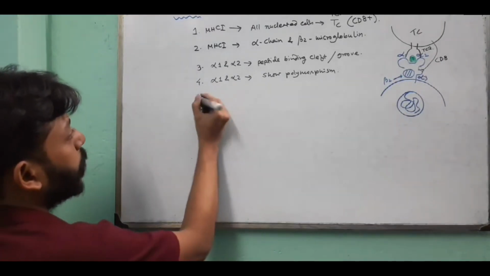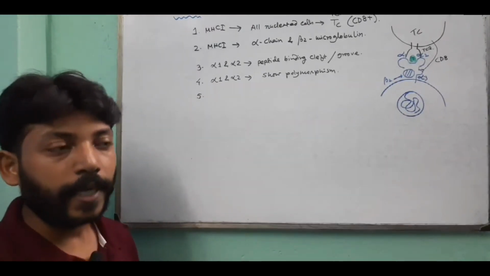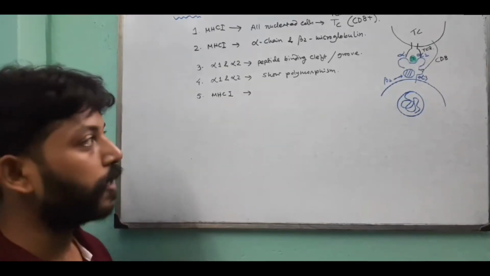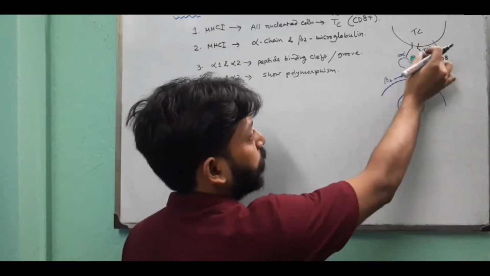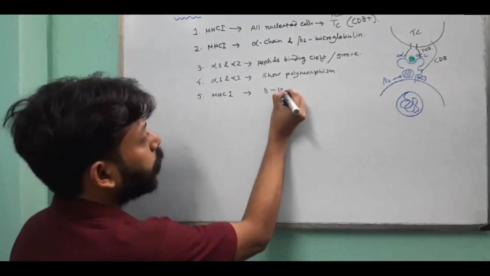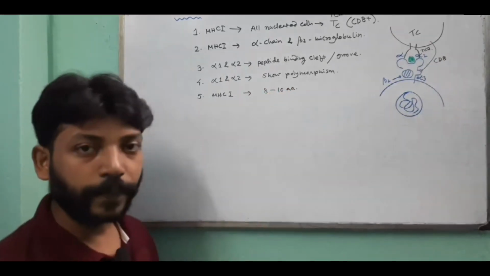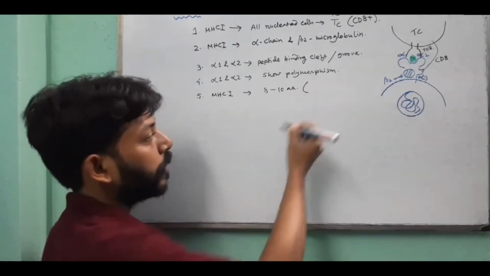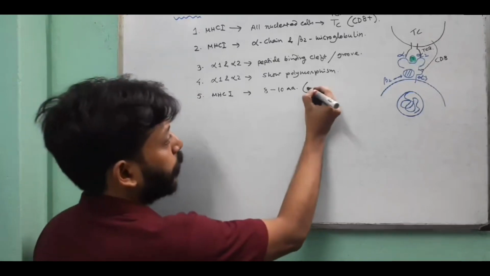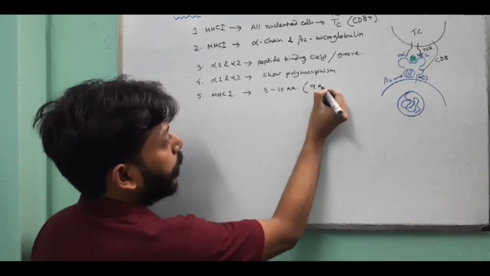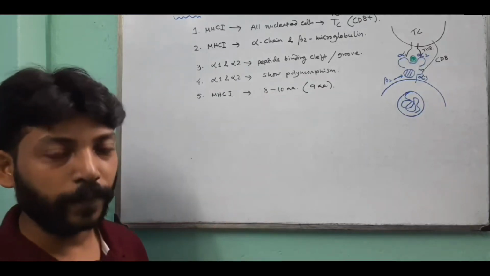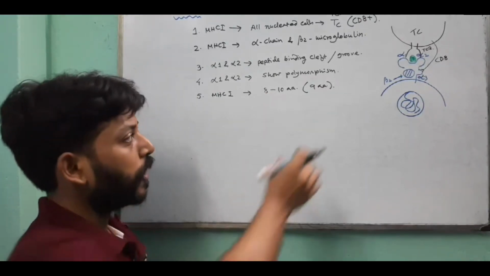The next important point is the size of the peptide. In the case of MHC1 molecule, the peptide size is very limited because the space provided by this alpha 1 alpha 2 is small, so it can only accommodate 8 to 10 amino acid peptides. Especially I want to mention that most of the peptides that bind MHC I molecules are 9 amino acids. The range is from 8 to 10, but most peptides that bind with MHC I molecules are 9 amino acids.